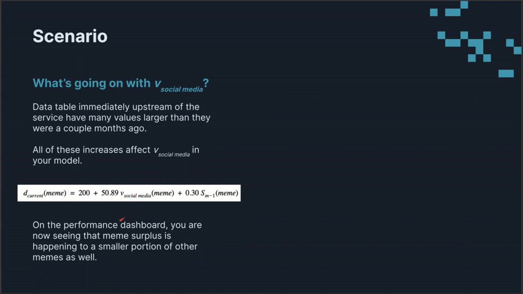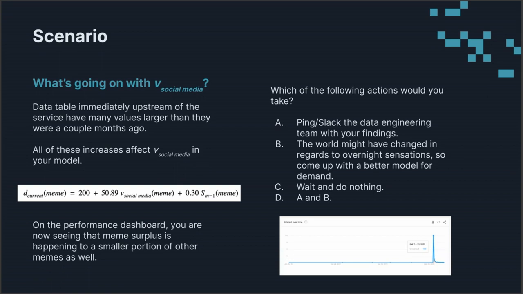And then you go to the dashboard where you monitor performance to see if the surplus problem is happening only to cat lawyer or whether it's happening to other memes as well. And you observe that a small portion of other memes are affected, as their surpluses are more than expected this month. Now, this may be a data issue or it could be a business issue.